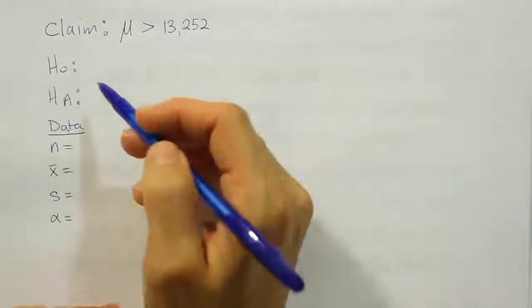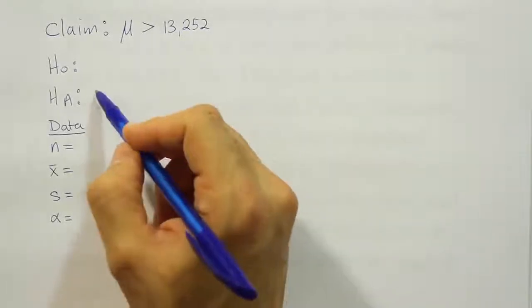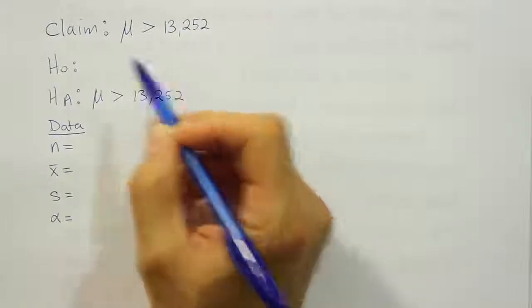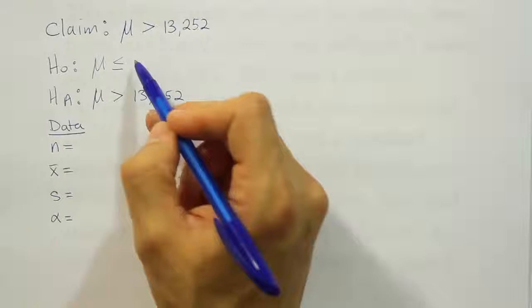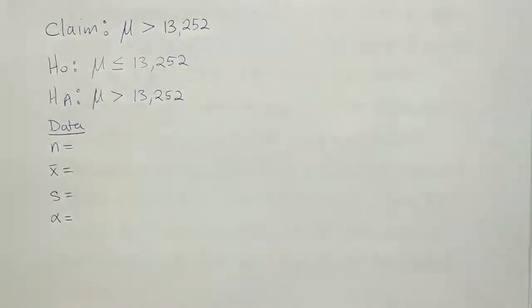So I have the claim. That means H0 and HA can be expressed from there. So since it has a greater than symbol, we're going to assume that the claim is the same as HA. And for H0, we're going to use the mean is less than or equal to 13,252. Okay, now from there we're going to enter the data that was given in the problem.